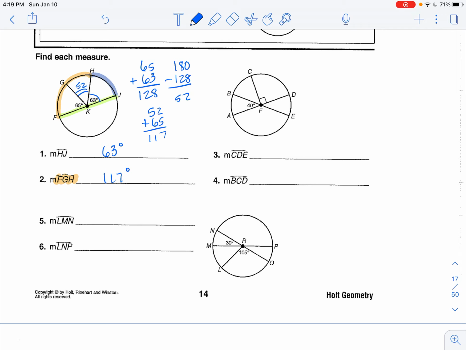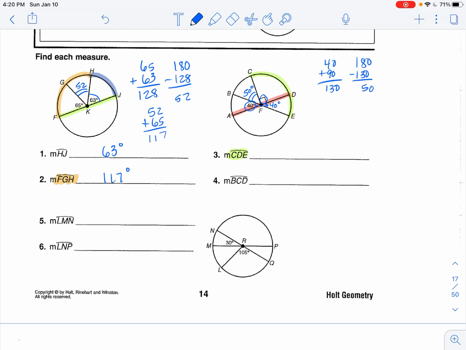In problem number 3, it says the measure of angle CDE. I'm sorry, arc CDE. So arc C to D to E. Let's see, vertical angles, so I know that this is also 40. And then I've got a diameter, and I know a diameter is 180. So if I add up the 40 and the 90, that's going to give me 130. That means that CFB, this angle here, is going to give me a 50-degree angle.